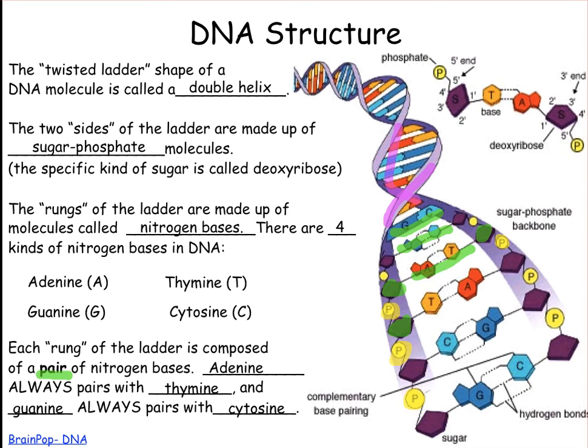You don't see any other combinations. Adenine is not with cytosine. You don't see any thymine with guanine. It's always the specific pairing, adenine with thymine and guanine with cytosine. As you will see later, this is important for the way that DNA codes and transmits information.